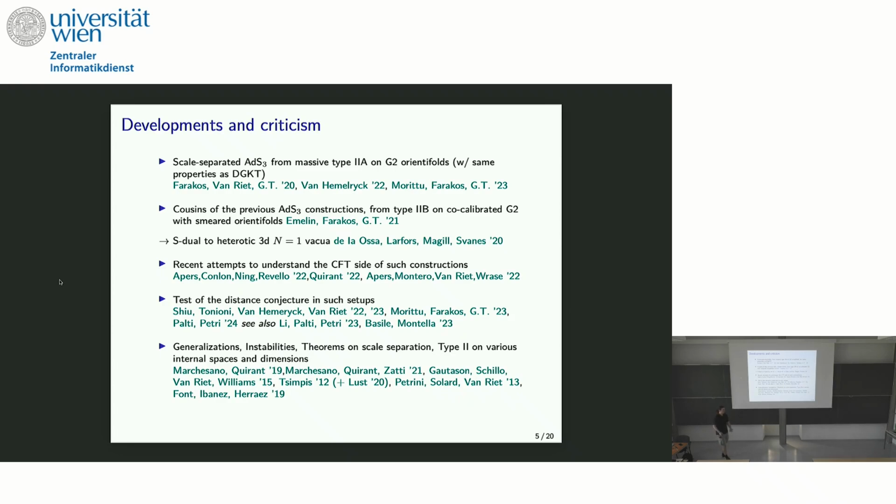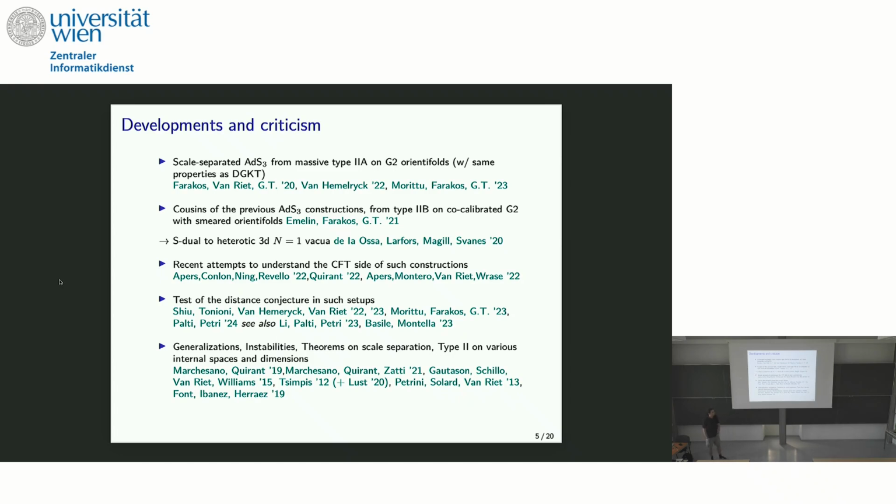There is a free parameter where we can take it to infinity and go to the classical regime and have scale separation. And we have also found the cousins of those constructions in type IIB with smeared sources again, and cross-checked that they're dual to heterotic 3D solutions. So we are confident for the type IIB constructions in that sense.